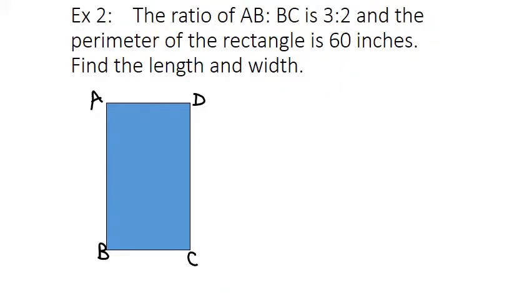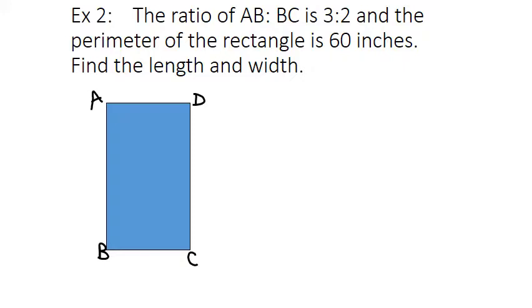So let's open our second flap for example 2, and if you want, you can choose to redraw the diagram on the inside flap. That's up to you. If you want to, you can pause the video and then we'll join back later. We are given that the ratio of AB to BC is 3 to 2, and the perimeter of the rectangle is 60 inches. Find the length and the width.